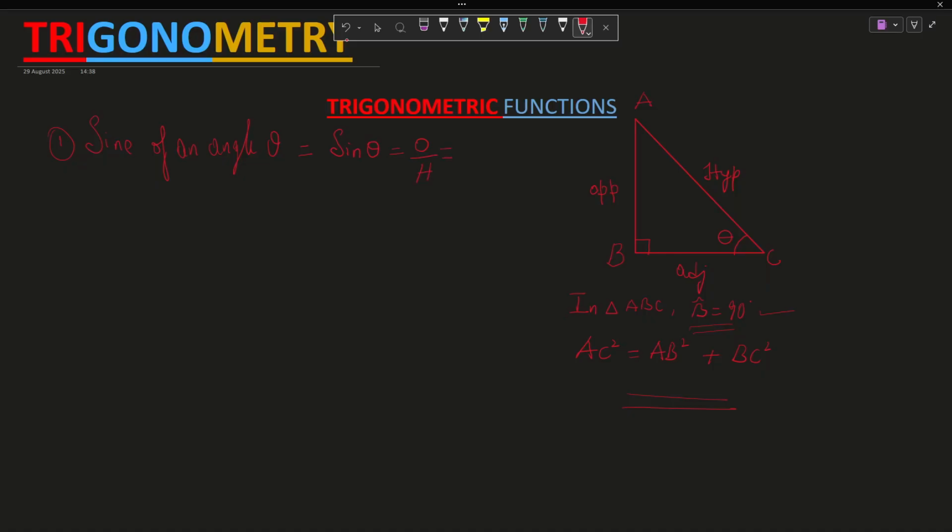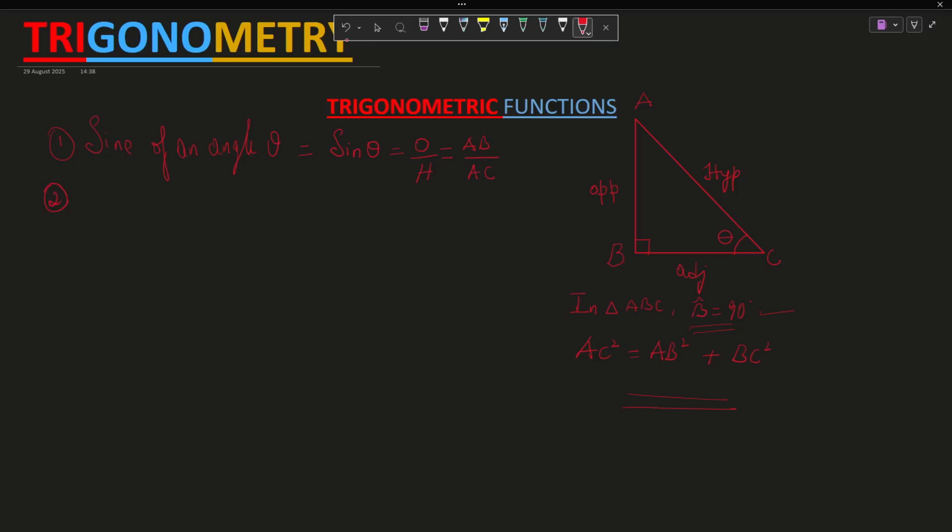So what is opposite here? Opposite is going to be AB, divided by hypotenuse, which is going to be AC. So AB by AC is going to be sine theta. Important to remember, sine theta is equal to opposite side divided by hypotenuse. So the abbreviated form is going to be sine theta.